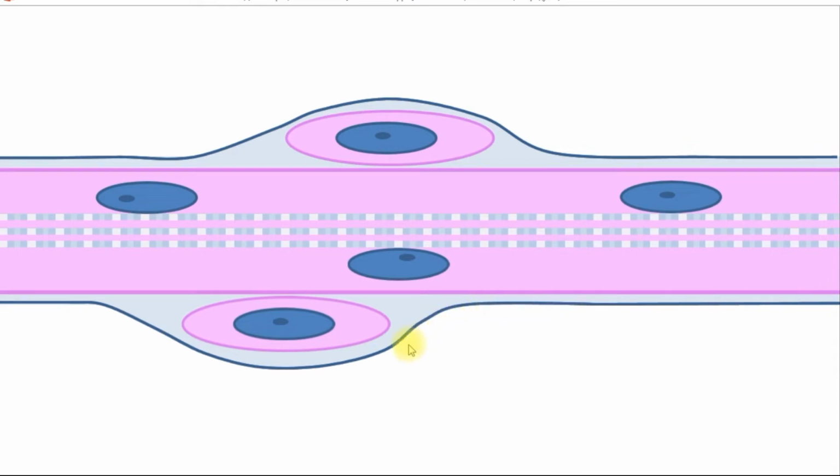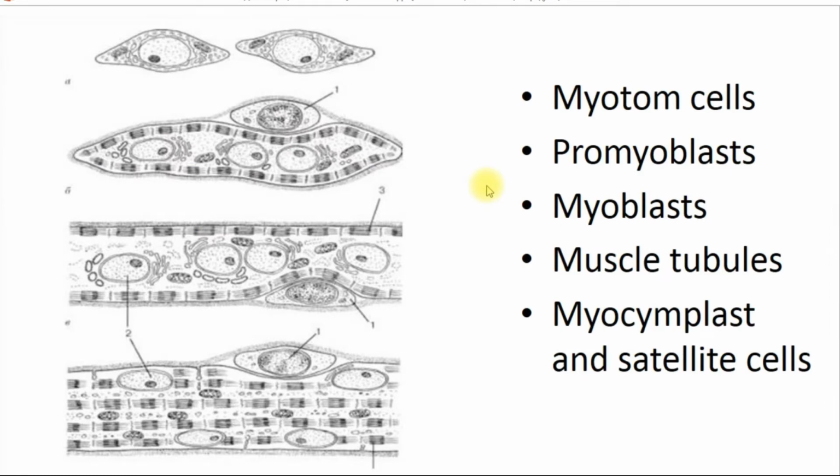And here you can see basement membrane which covers this muscle fiber. So there are some stages of the development of skeletal muscles. Here we can see the stage of myotome cells, myotomes of somites, and myoblasts. Myoblasts then form muscle tubules. Muscle tubules form myosymplast and satellite cells. And here we can see mature muscle fiber. And there are satellite cells, and it's myosymplast.